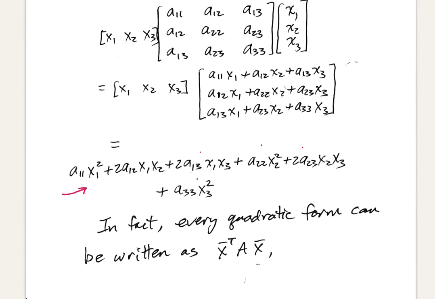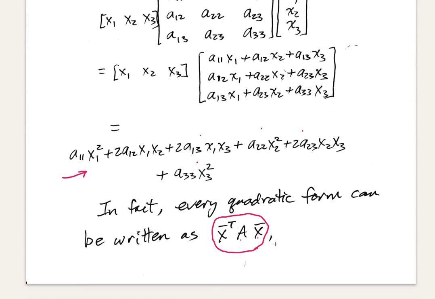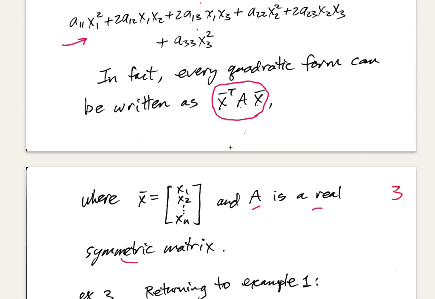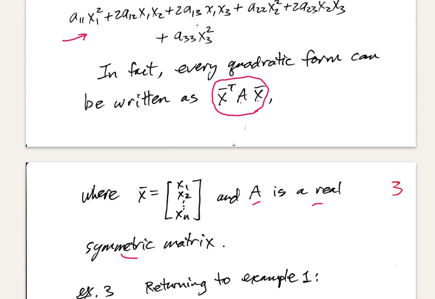In fact, you can see here, just generalizing this, that every quadratic form in no matter how many variables you're dealing with can always be written this way, with x bar transpose times A times x bar, where x bar is the column vector consisting of your variables in some order, and A is a real symmetric matrix. All right, so you can always think of it this way. And this is going to help us solve our problem.